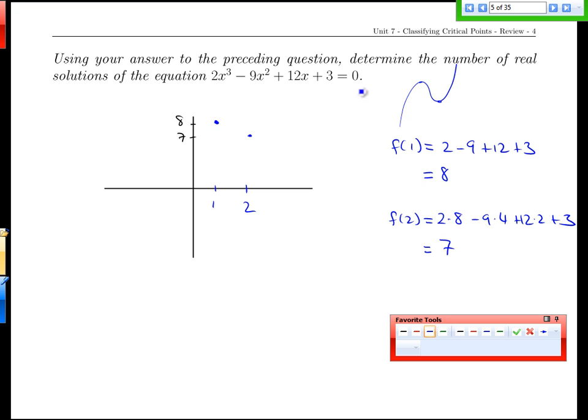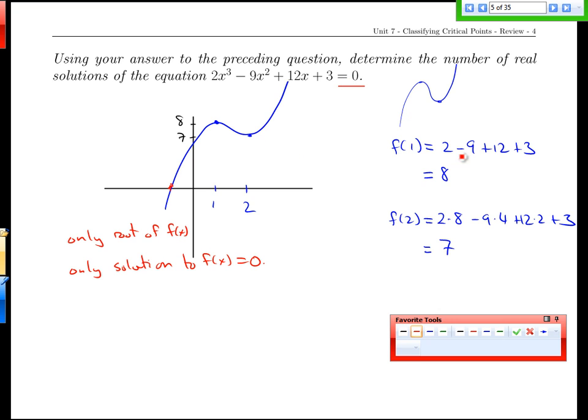And with the shape of a cubic, and knowing that this is a local max, then a local min, we can determine that there's only one possible solution where this graph crosses the x-axis. The only root or only possible solution to that equation. We can write it either way. Oops, it's a root, not a roof. Only root of f of x, or the only solution to f of x equals 0.